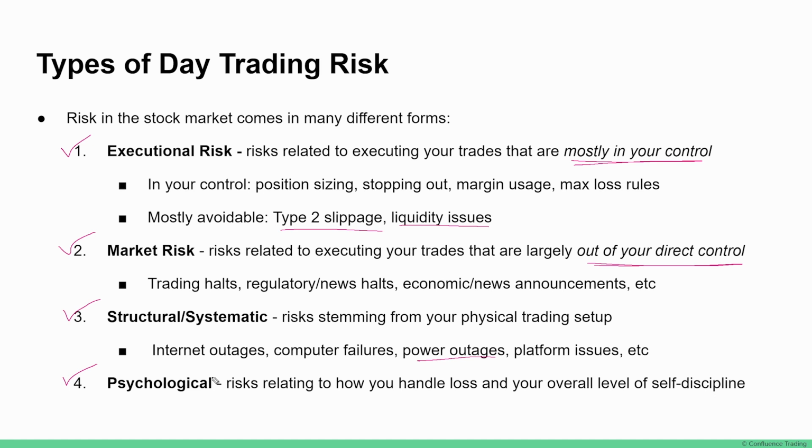The last type of risk that we'll briefly hit on today, because again, in section 3 of this course, we're going to be talking in great lengths about psychology, is how you handle loss, you personally. What is your mental game? What is your level of self-discipline? And again, it's so critical that I've dedicated a section of the course to talking about it. So those are the 4 major types. Now let's get into how you can actually mitigate each of these risks.